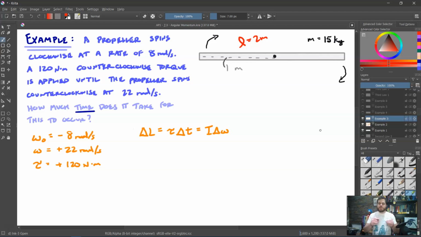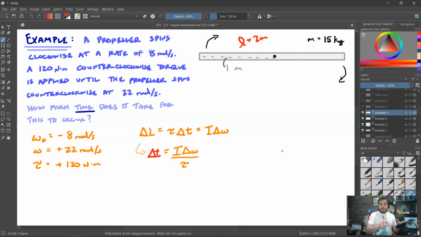But we want to know how much time this takes, so we want to isolate delta t. So I'm going to go ahead and divide tau across, so I have I delta omega over tau. So how can I figure out this delta t? Well, delta omega, I've got enough information there. I have enough information for the tau. But we need to know how to find the rotational inertia.